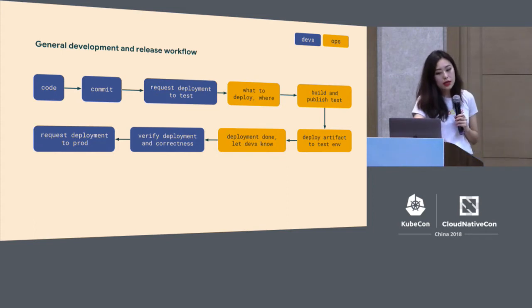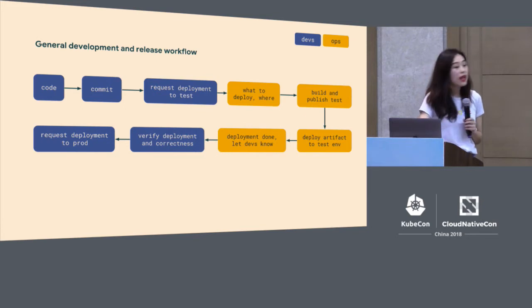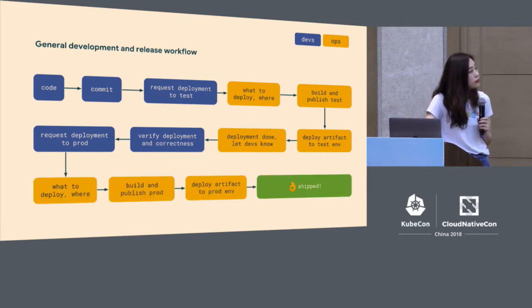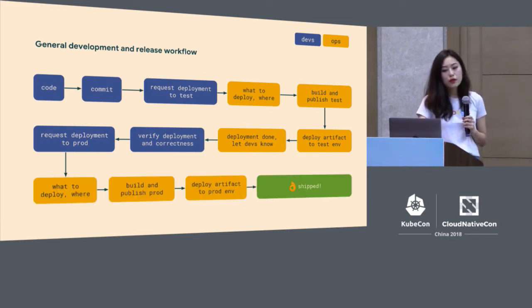After a release is ready, developers request a deployment to production, then hand it back to the operators. Operators then repeat the same process as deploying to the testing environment. They decide what to deploy and where to deploy it to, and then build and publish the artifacts, and finally deploy all the artifacts to the production environment.